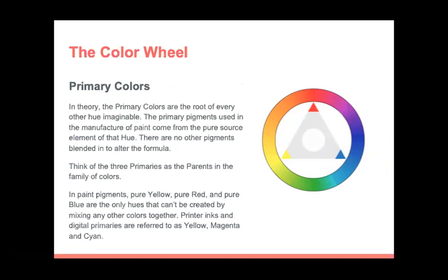All right. So here it says, in paint pigments, pure yellow, pure red, and pure blue are the only hues that cannot be created by mixing any other colors together. Printer inks and digital primaries are referred to as yellow, magenta, and cyan. If we're talking about print production, yellow is yellow, obviously. Magenta is more of the red, and then the cyan is the blue.